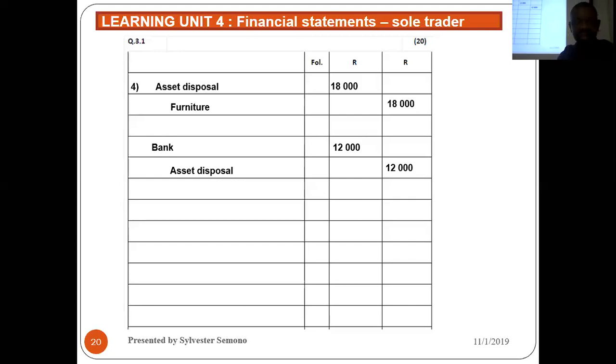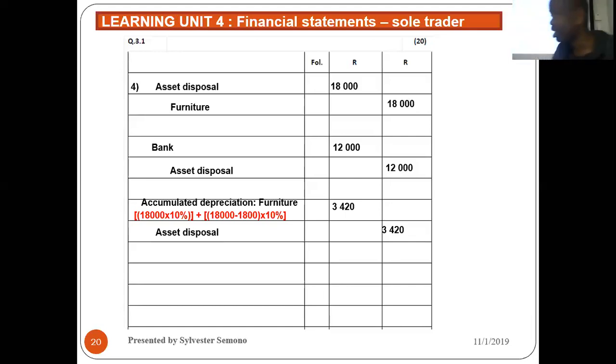Step number 3. Accumulated depreciation. We know the amount already. Remember, I did some calculation there. 3,420. So the 2 accounts will be, which one must I debit, which one must I credit? Debit accumulated depreciation with just that calculation, and you must credit asset disposal. Because they can also ask you questions only on asset disposal, so you must know how to do it.